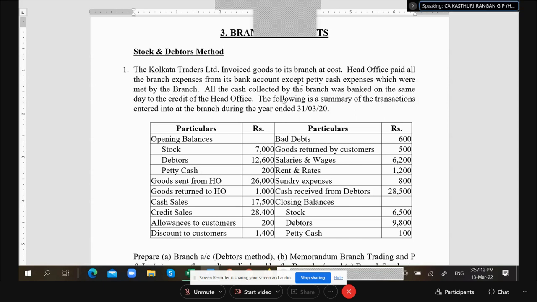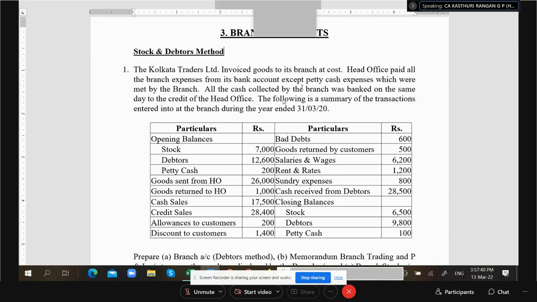In the stock and debtors method, you have to prepare separate accounts for stock, debtors, expense, profit and loss, and adjustment. That is why, friends, most of the time in the exam, the problems are based on the stock and debtors method, because it's elaborate and also very clear. In the debtors method, stock, debtors, everything is put in one account. There will be a confusion.